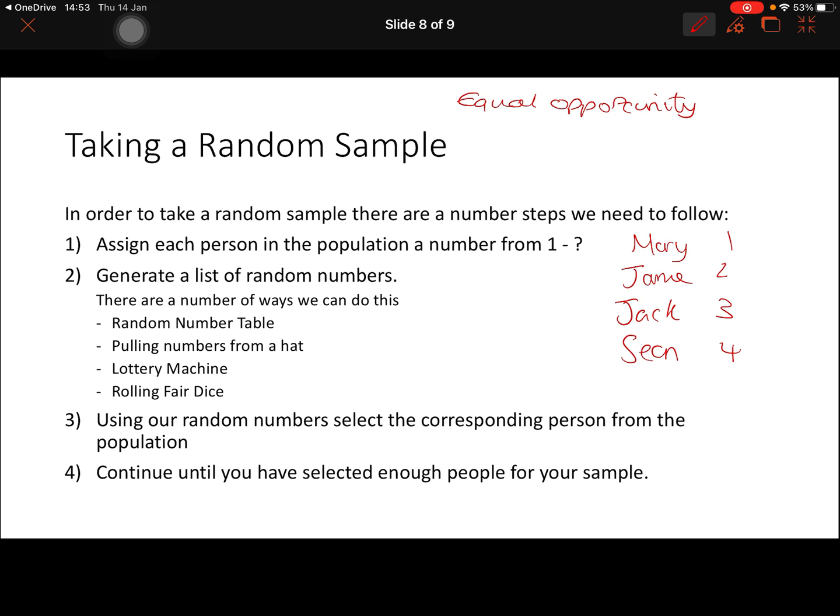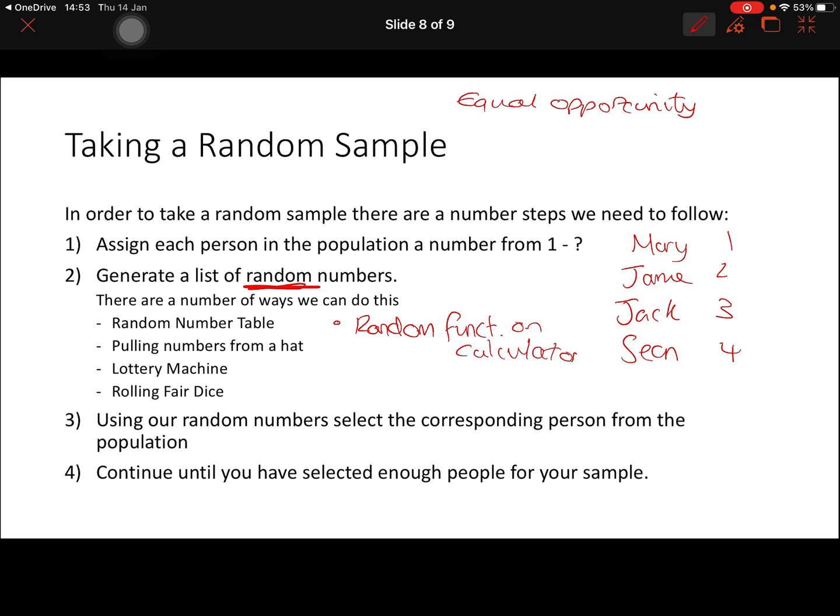We can use a random number table, which is how we are going to do it for your studies. You've got pulling numbers from a hat, using something like a lottery machine, rolling a dice. What you can also do is there's a random function on your calculator. There's quite a few different ways we can go about doing this, but we have to make sure that they do come up with random numbers.